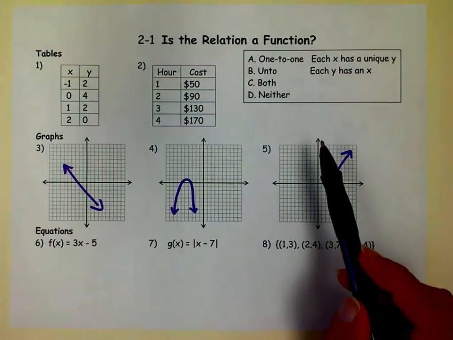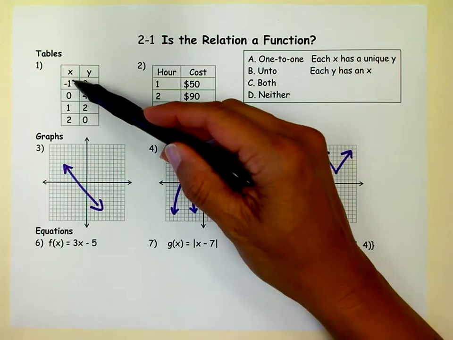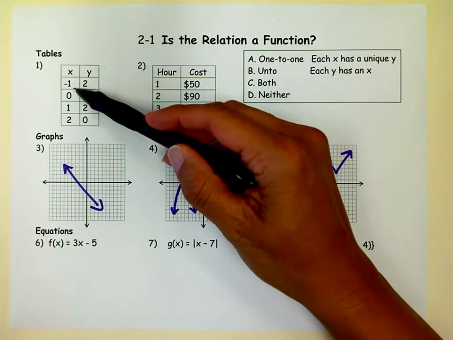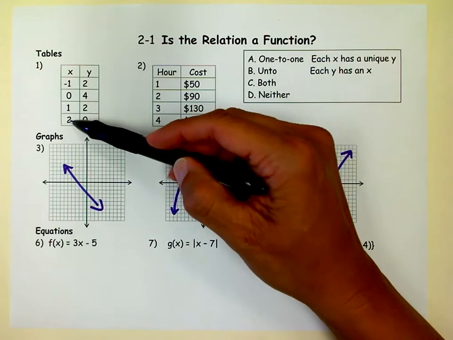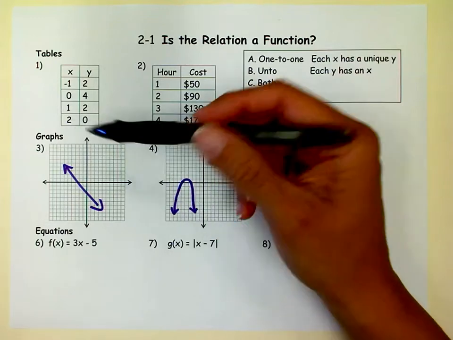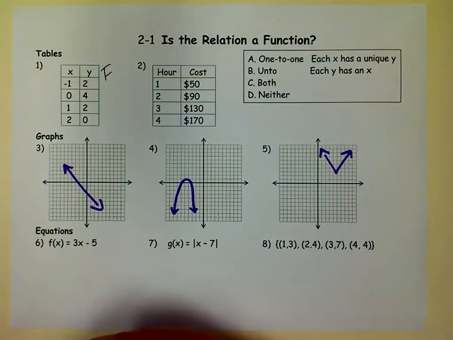So first we determine if it's a function. To do that, if it's in a table or chart, we're going to look at all the x's. And if all the x's are different, then it's a function. So this is a function.